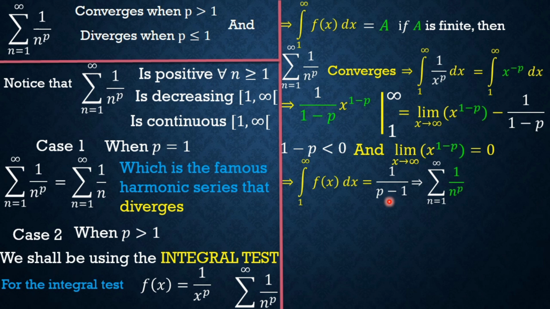That is, the series as n goes from 1 to infinity of 1 over n raised to the power p does what, guys? Converges. Great. All right. So guys, this is a case where p is greater than 1. The series converges. All right.